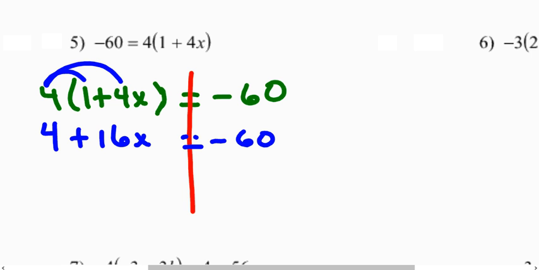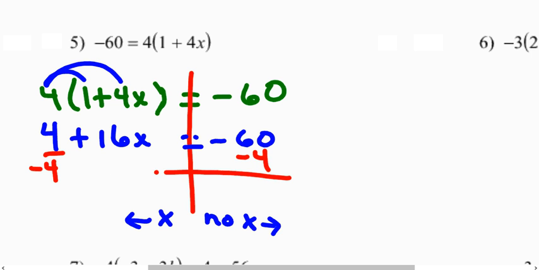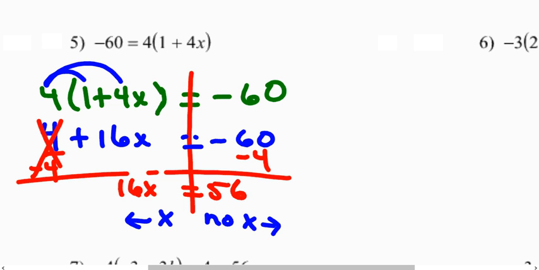Now I'm still doing the same thing. I want everything with an x over here and everything over here should not have an x in it. So reading my equation from left to right, I can see that this guy does not belong over here. So I'm going to subtract 4 from both sides, which makes those cancel. That will leave me 16x equals positive 56. And that is going to give me, let's see, if I divide both sides by 16, x equals 56 divided by 16. And I think I can reduce that fraction.